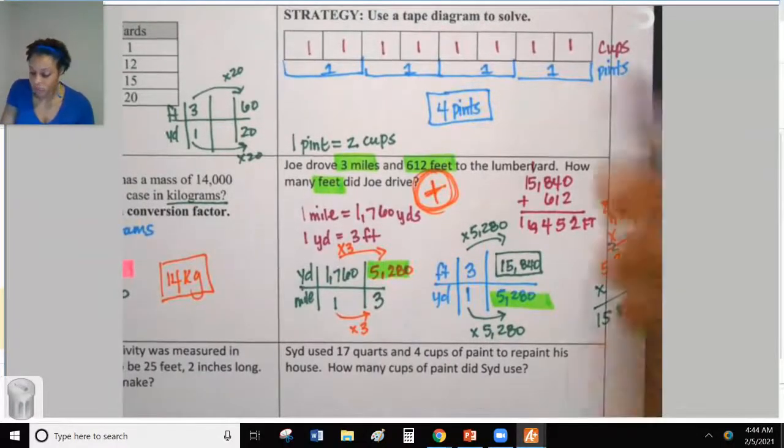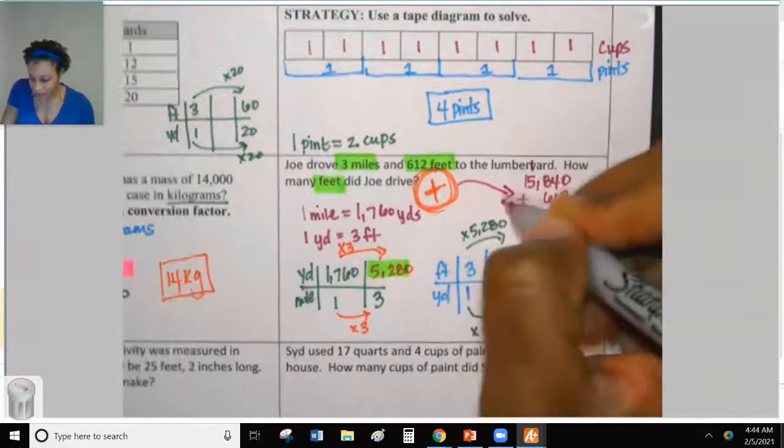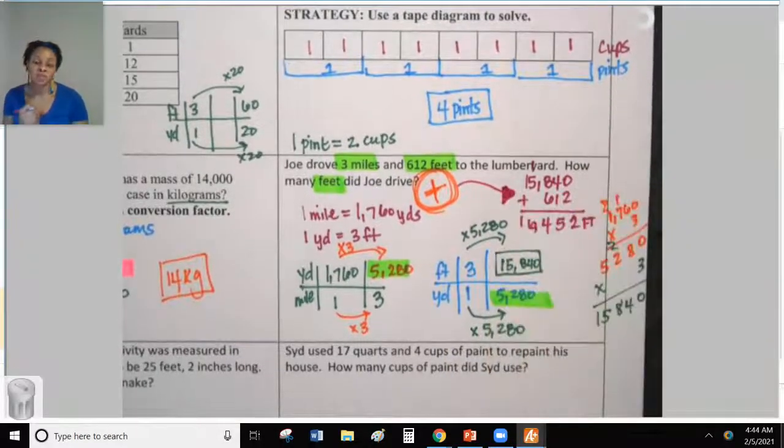Okay, so I had to remember to add those two together. Please remember to make that big plus sign so you remember to combine those, because if you don't combine them, then your answer will be incorrect.